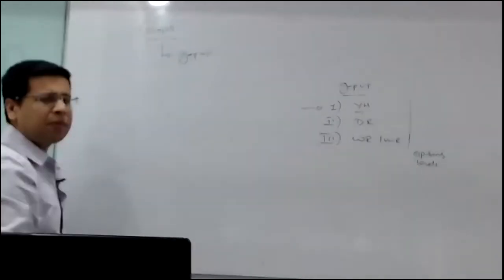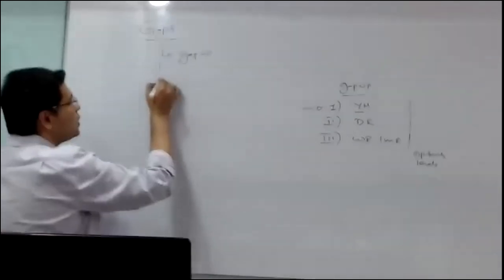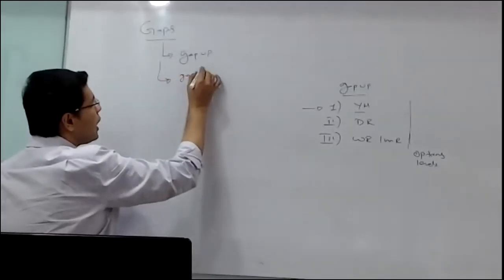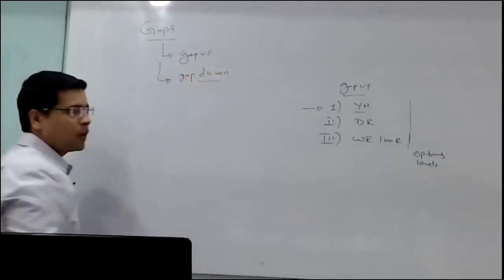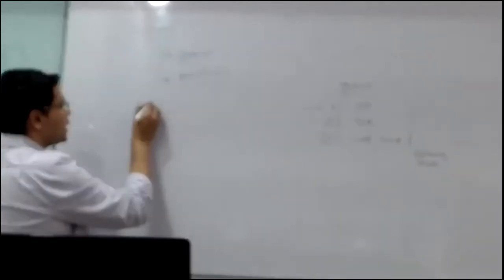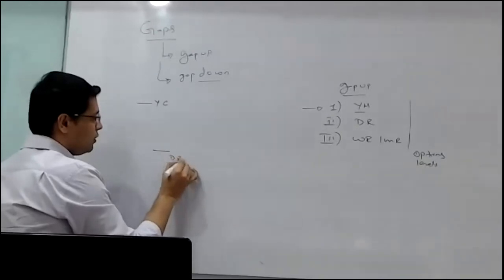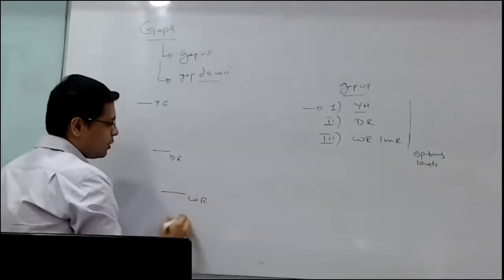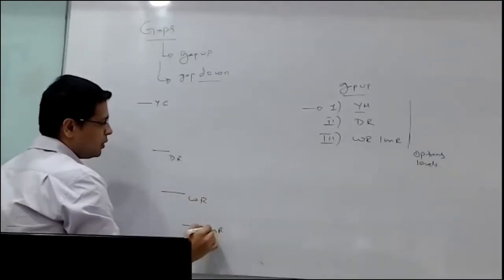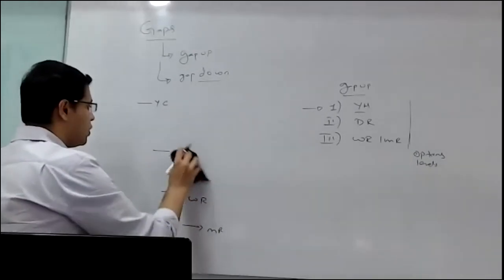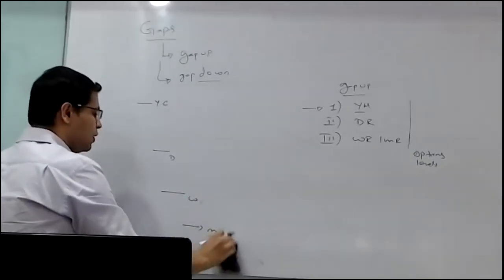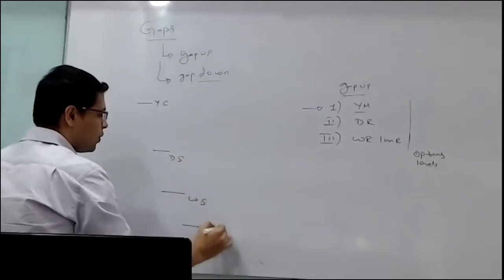Pretty much the same exact replica when you're trying to go for gap down. Again, we have yesterday's close, we have DR, we have WR, or we have monthly. Sorry, all these should be support, not resistance. So you have all these supports.